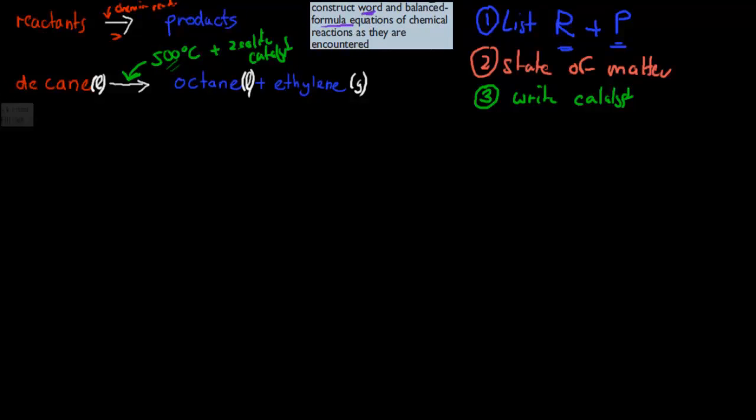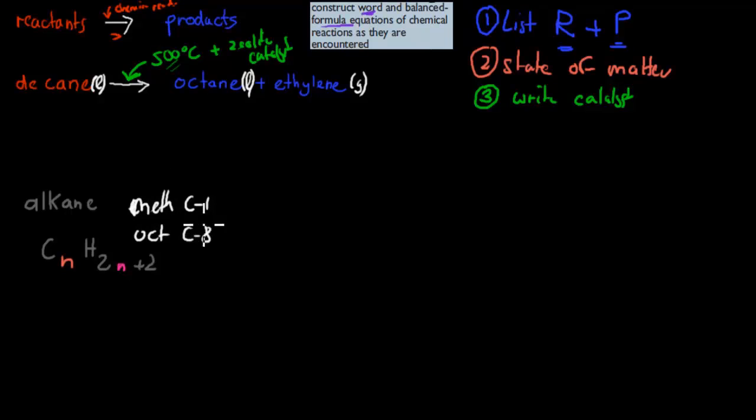Octane and decane are all alkanes. And you might remember, this is the formula for alkanes: CnH2n+2. All that means is, for example, we should know that meth stands for 1 carbon, and oct stands for 8 carbons. In this case, we don't need to know that, but dec stands for 10 carbons.